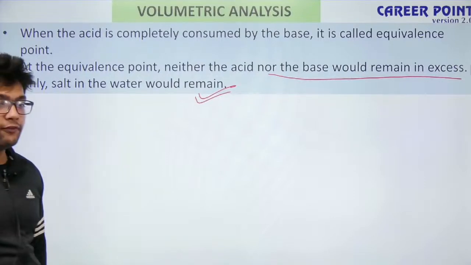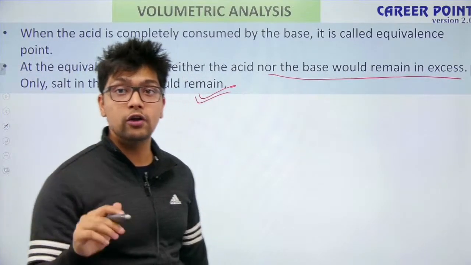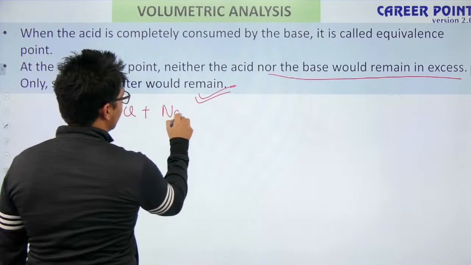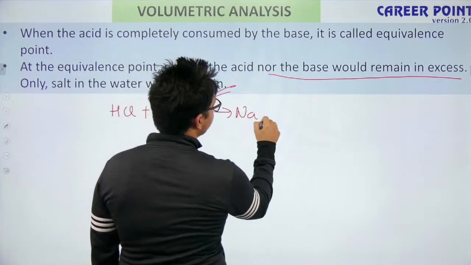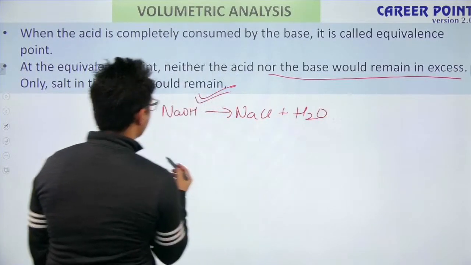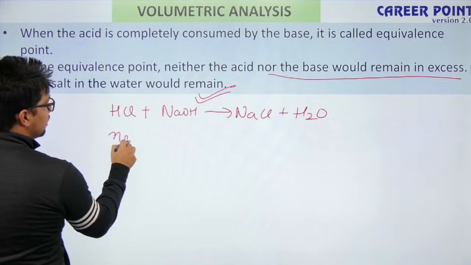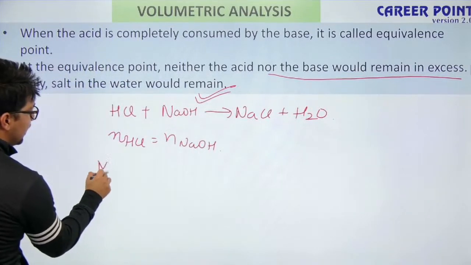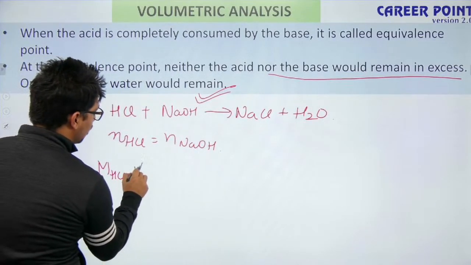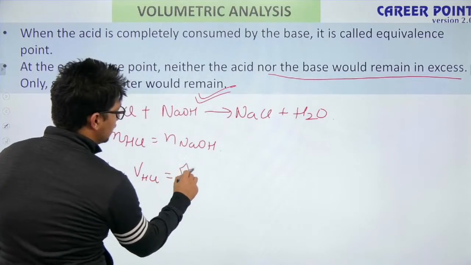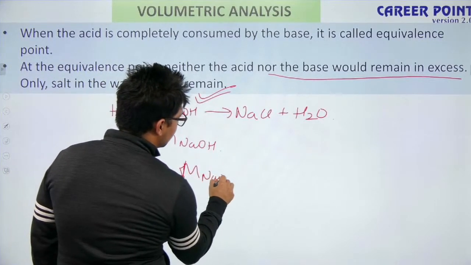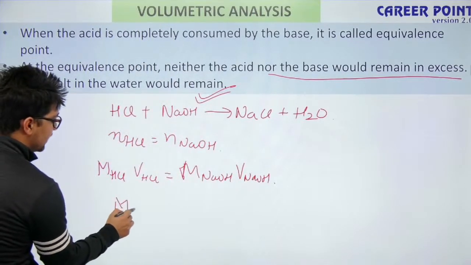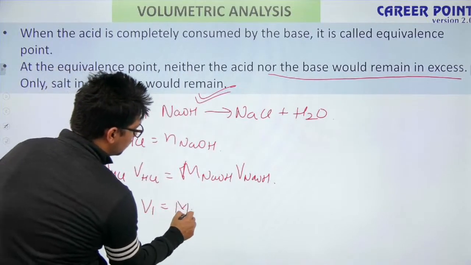Now if this happens, what will we do? We can simply say, I know my equation: HCl was reacting with NaOH and forming NaCl plus water. So moles of HCl are equal to moles of NaOH. From here I can say molarity of HCl times volume of HCl is equal to molarity of NaOH times volume of NaOH, or M1V1 is equal to M2V2.